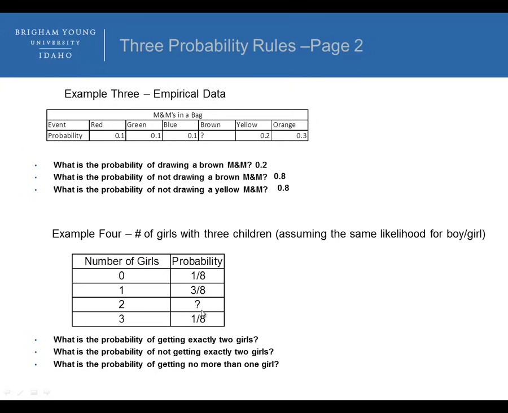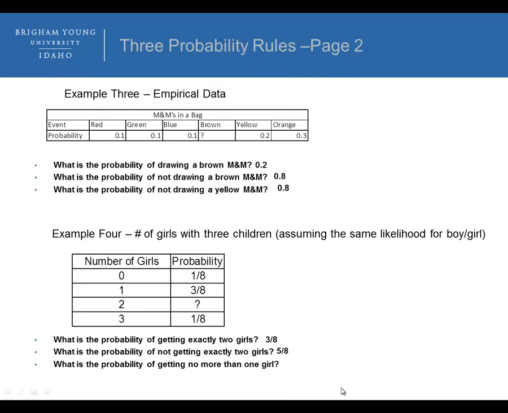So based on the rules of probability, what's the probability of getting exactly 2 girls? Well, looking at this, if we take these numbers and sum them without the question mark, we get 5/8. So what's left over would be 3/8. So what's the probability of not getting exactly 2 girls? We would take 1 minus 3/8 and we would get 5/8.